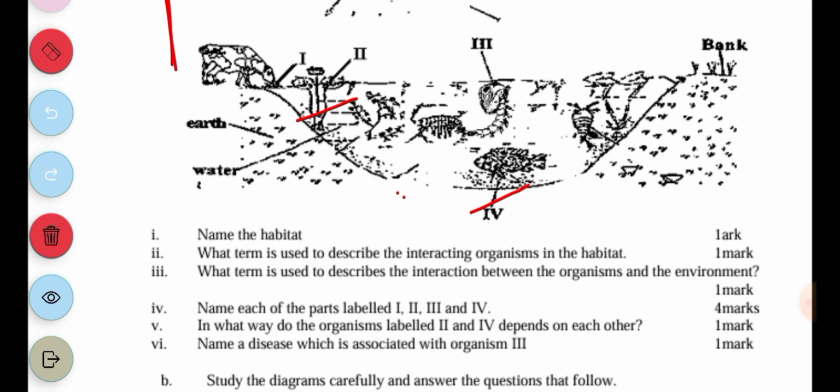Then the fish in turn also releases carbon dioxide into the atmosphere for the plant to use to make its own food. Another thing is also the fish excretes ammonia into the water body, and then the plant also uses the nutrients to make its own food and also prevents the infestation of algae from taking over the whole pond. Then the sixth says name a disease which is associated with organism III. The disease is malaria.